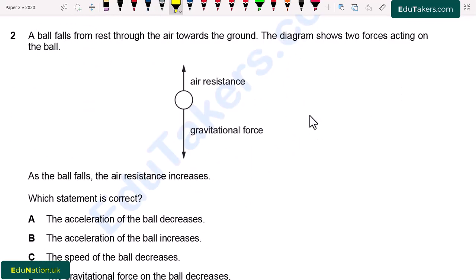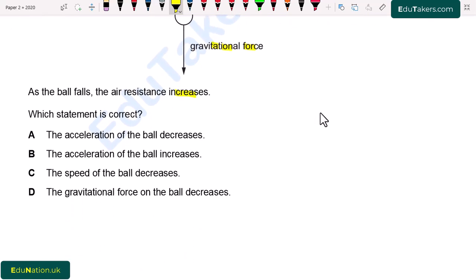Question number 2. A ball falls from a height through the air towards the ground. The diagram shows two forces acting on the ball. So first of all, here is the gravitational force that is acting in downward direction and the air resistance that is acting in opposite direction. As the ball falls, the air resistance increases. Which statement is correct?